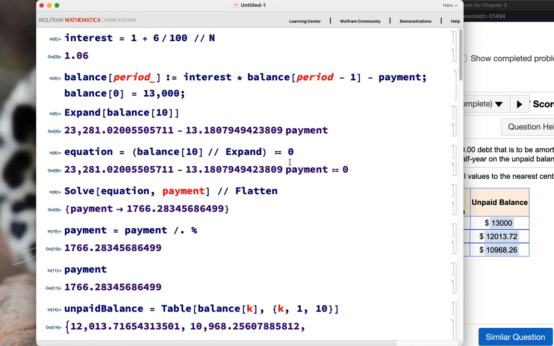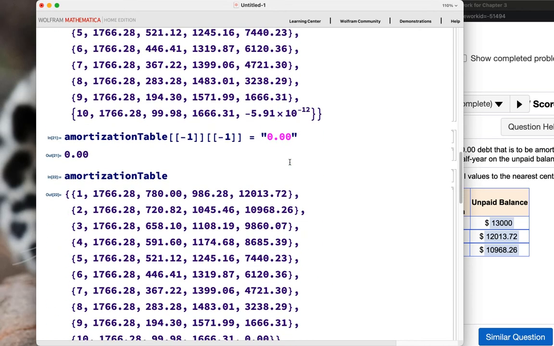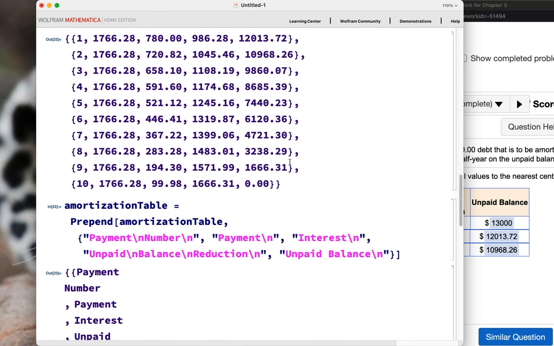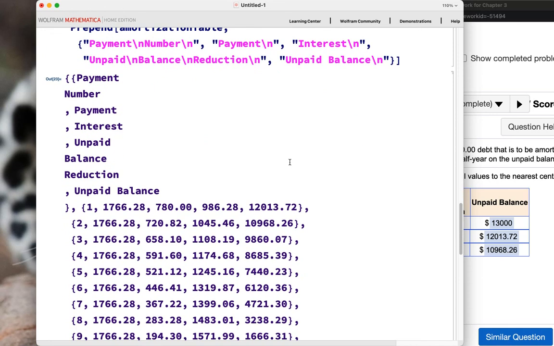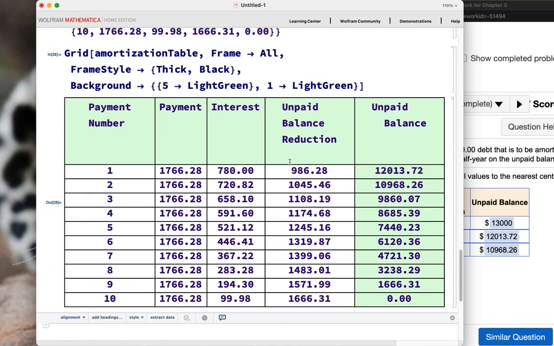What I may actually do as well, I think I'm going to email you the Mathematica notebook that I actually used to create the table. That may actually help you.